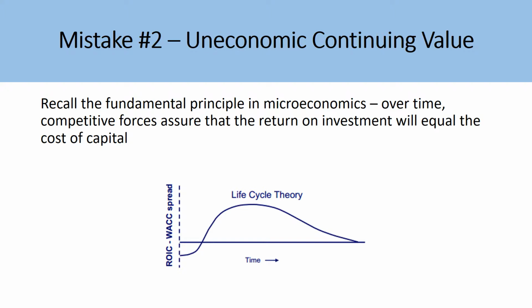Okay. Now, mistake number 2 is something that I feel a lot of people don't understand, and that is the uneconomic continuing value. So building off mistake number 1, recall the fundamental principle in microeconomics. Over time, competitive forces assure that the return on investment will equal the cost of capital. So remember in your introductory microeconomics class, in supply and demand, looking at that market, if there is profit in the market, then people will want to enter into that market and capture that profit. It makes sense. But over the longer term, if there's existing profit, then people enter the market. If there's actually negative profit, then people exit. And eventually, over the long term, what you see is that there is zero profit.